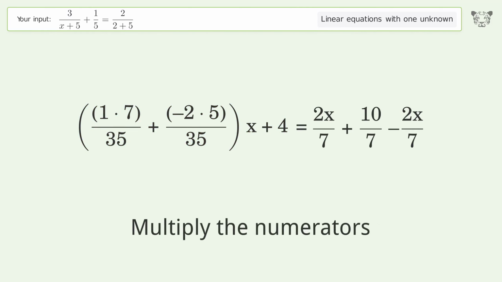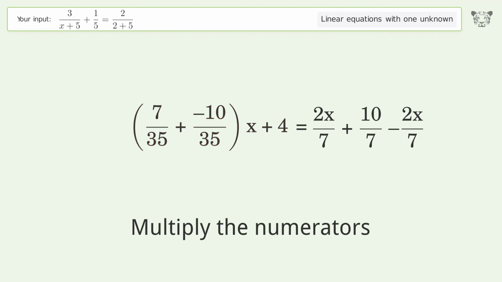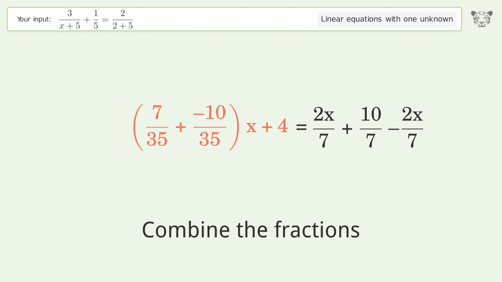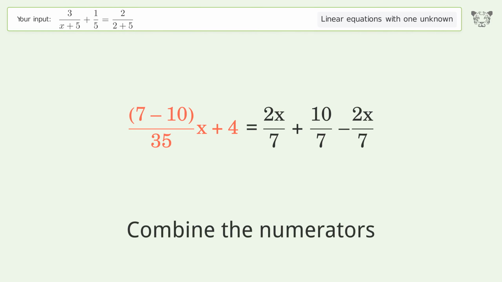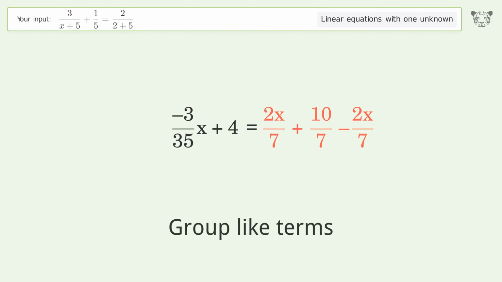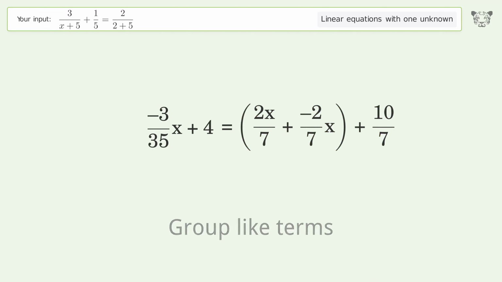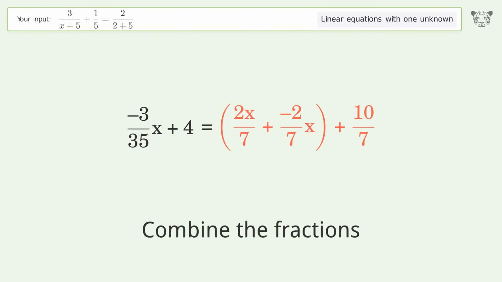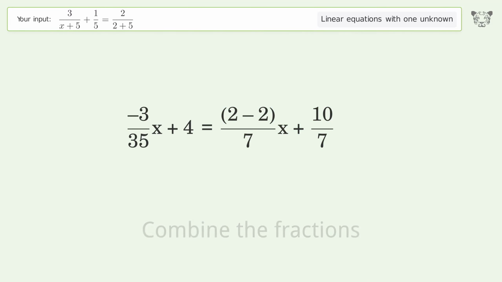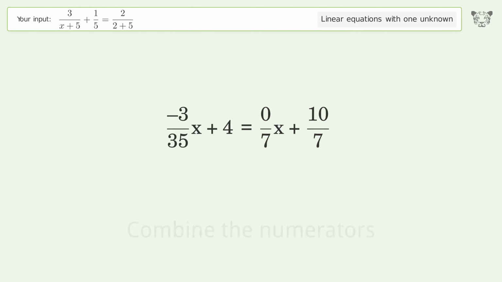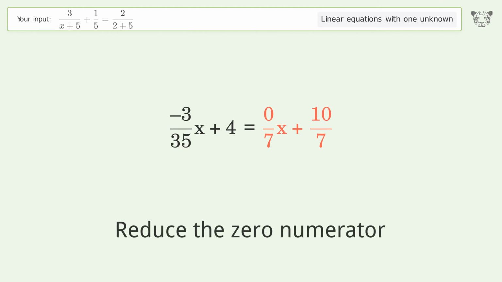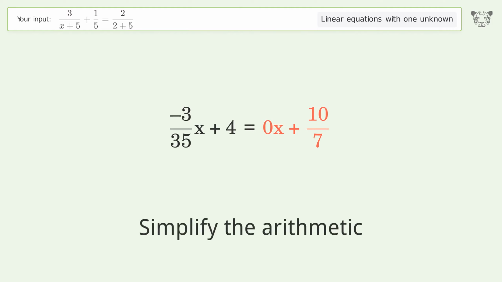Multiply the numerators. Combine the fractions. Combine the numerators. Group like terms. Combine the fractions. Combine the numerators. Reduce the zero numerator. Simplify the arithmetic.